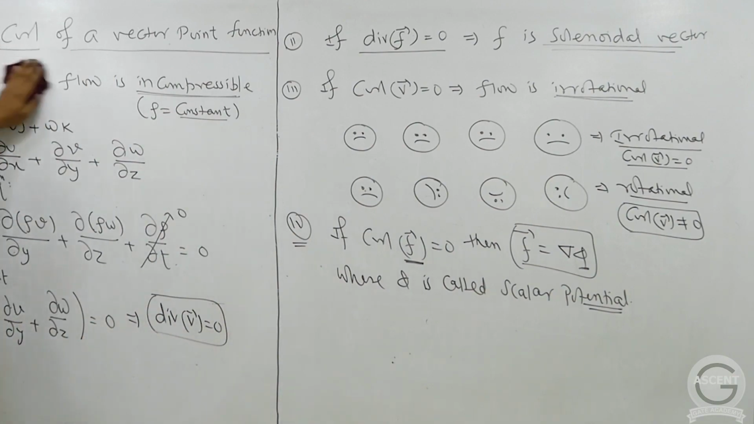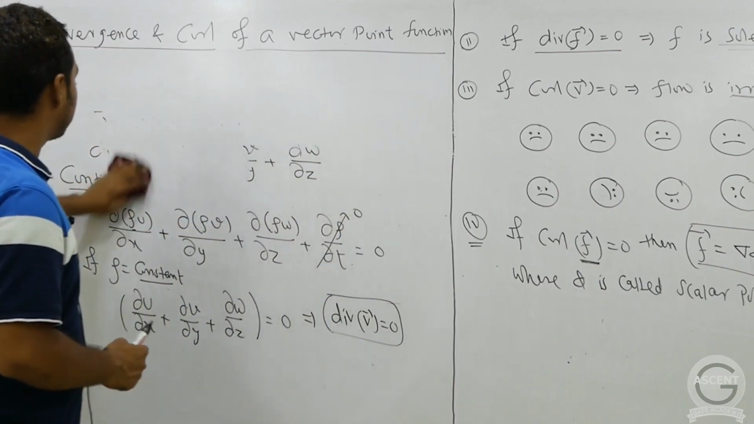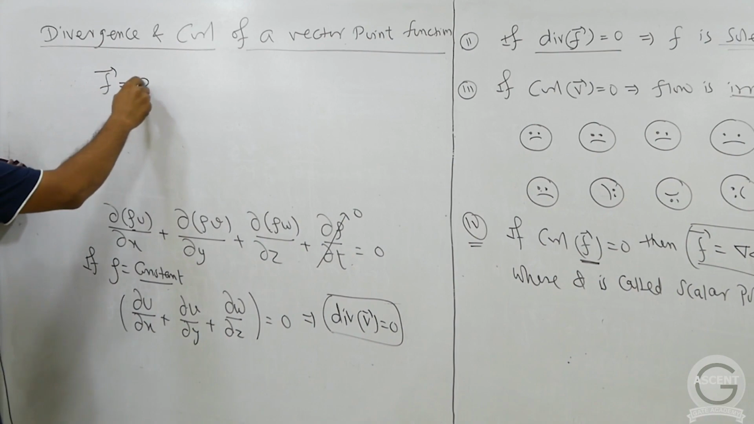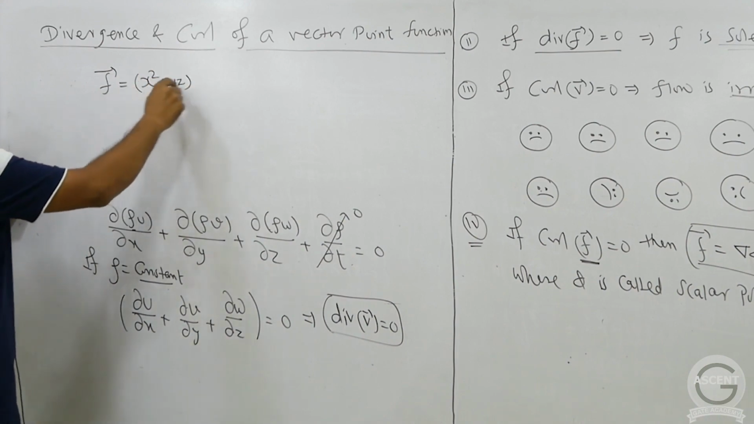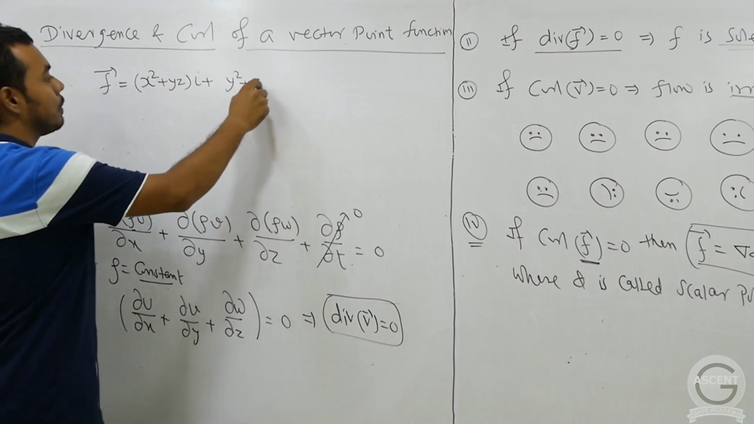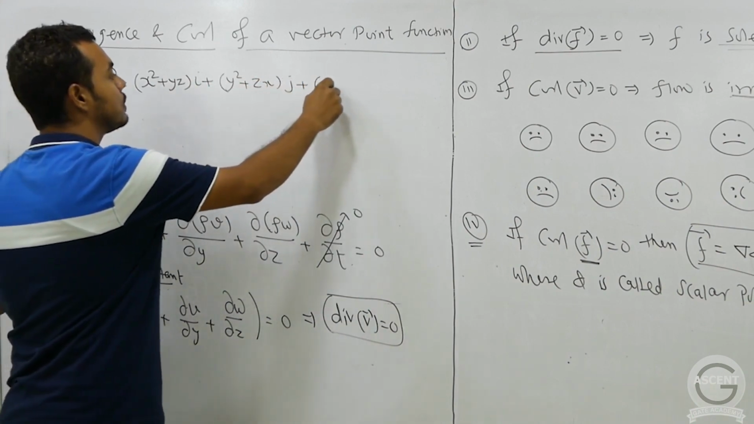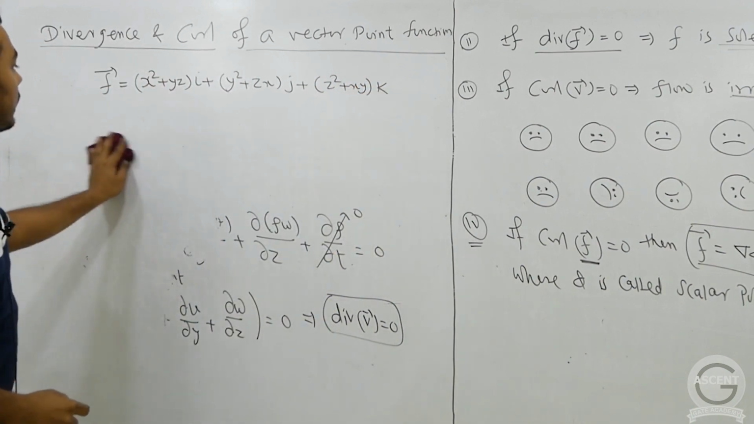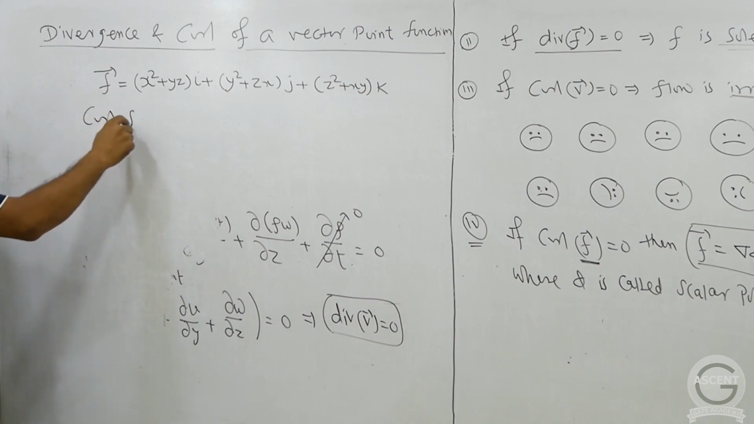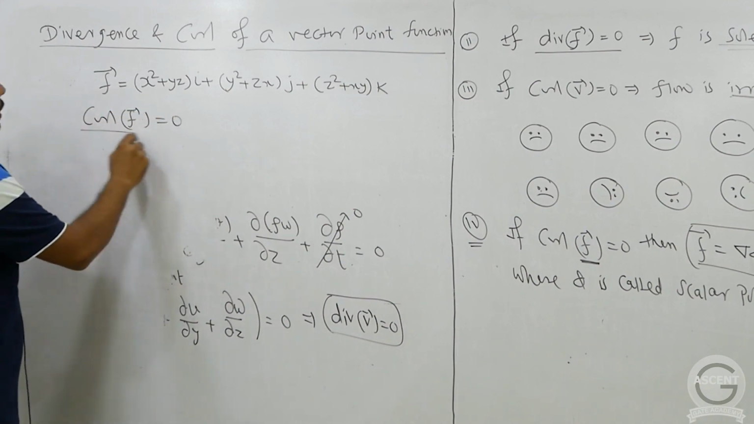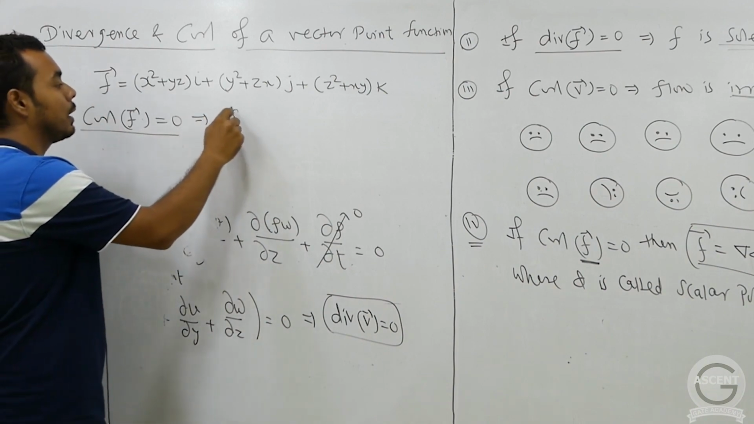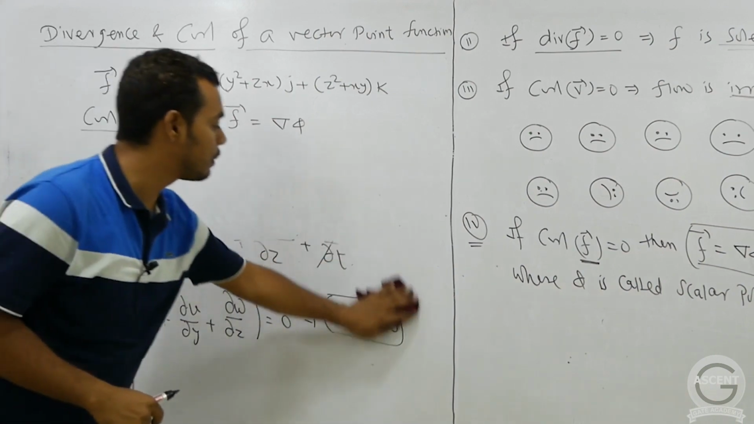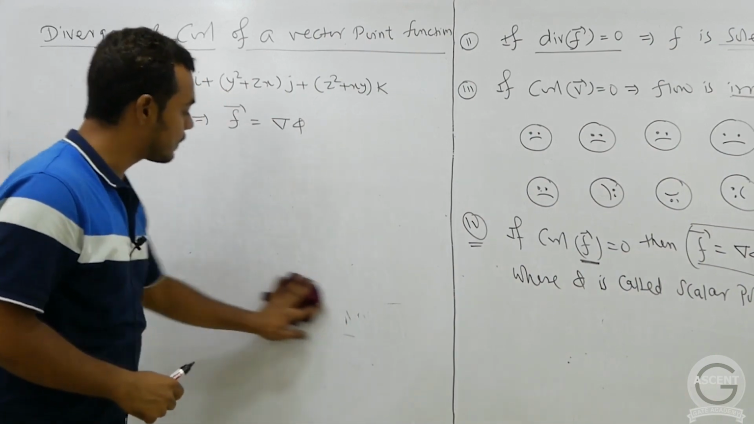So let me give you one example. In our first example we had seen that curl was 0, right? Our first example was this vector f equal to (x square plus yz) i plus (y square plus zx) j plus (z square plus xy) k. In this example we had seen that curl of vector f was 0. Now what is the meaning of this? This simply means you can write vector f as gradient of phi, and this phi will be called scalar potential. So now we are going to learn how to calculate this phi.